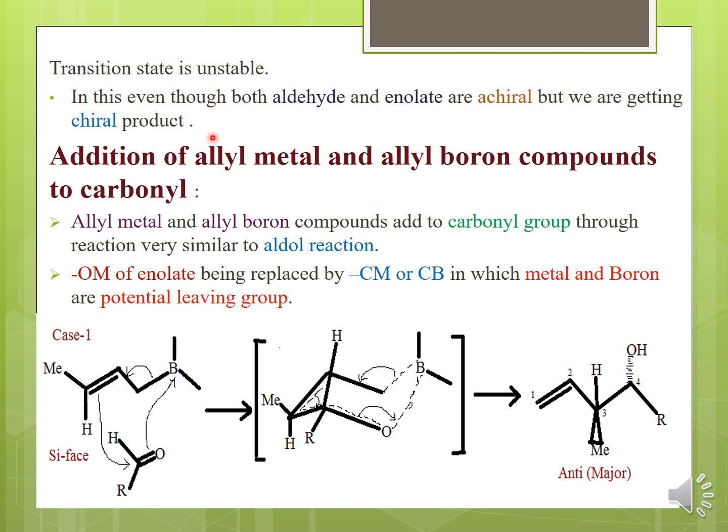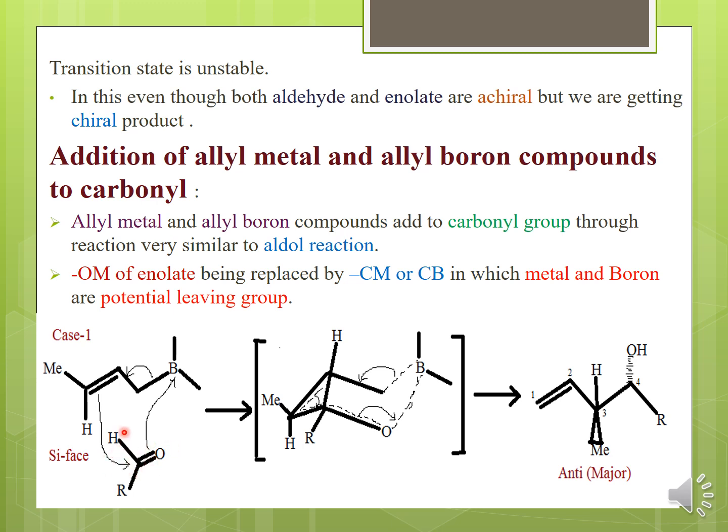in the previous reaction, the aldehyde and enolate which I have taken were achiral, and a chiral atom has been generated in the product. Moving on to the next reaction, that is the addition of an allyl metal and an allyl boron compound. If you take any of the allyl metal complexes or the allyl boron compounds, they will react with the carbonyl compound such as an aldehyde or a ketone, at the Si face of the aldehyde compound or the Re face of the aldehyde compound.